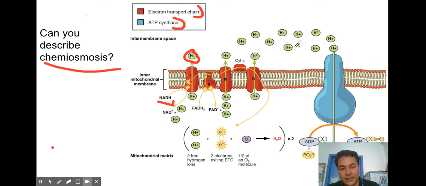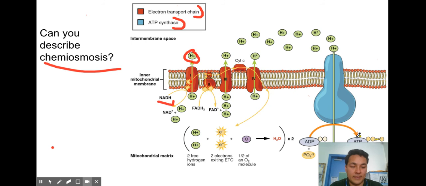These H pluses get kicked here. There's more of them here than there are here. So that is a concentration gradient. It's also an electrochemical gradient, and they're going to diffuse. They're going to diffuse through what's called ATP synthase, my favorite enzyme.